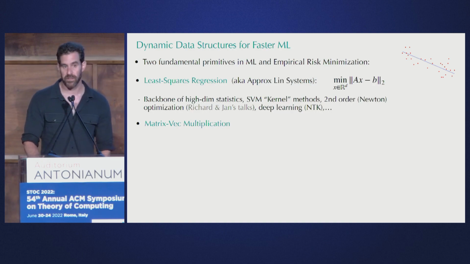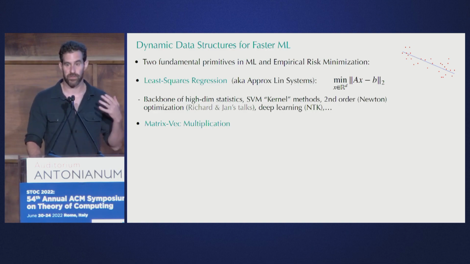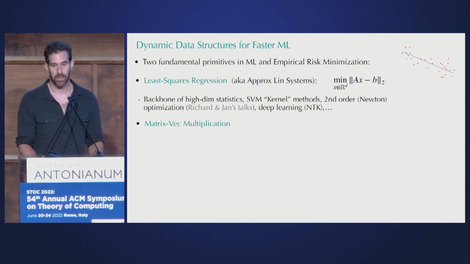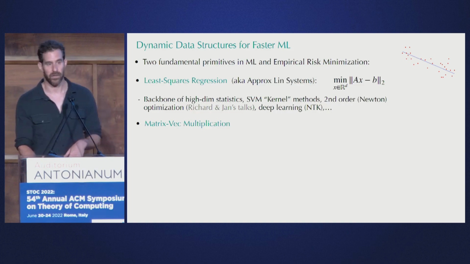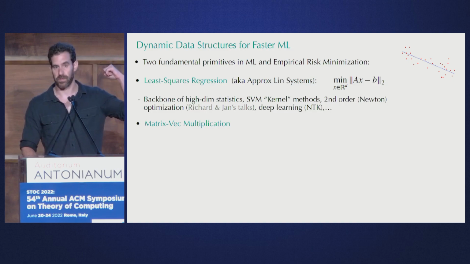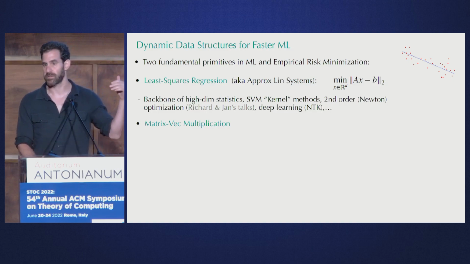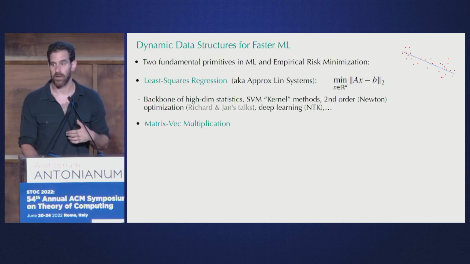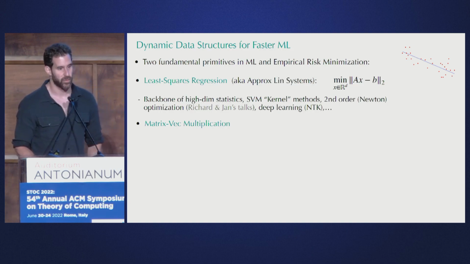And as we've seen in Richard and Jan's talk over the past couple of days, least squares regression is really the key step, most computationally expensive step in second-order Newton methods, such as interior point methods, Newton natural gradient descent, and so forth, where remember that IPMs reduce a problem of conic optimization to a short sequence of linear system solves, which are essentially least square regression subroutines.